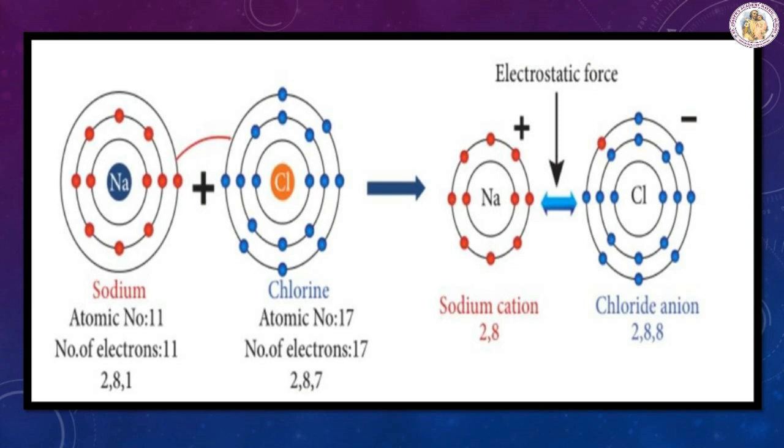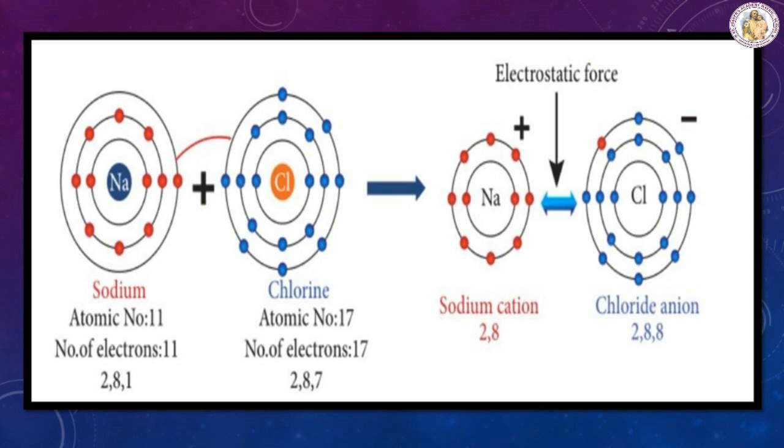Let's see the sodium atom. Its electronic configuration is 2, 8, 1. In the first shell 2 electrons are there, in the second shell 8, and in the outermost shell 1 electron. So it readily loses electrons to other atoms. Now come to the chlorine atom. 2 electrons in the first shell, 8 electrons in the second shell, and 7 electrons in the outermost shell. So it needs 1 electron to complete the octet rule, the stable electronic configuration.